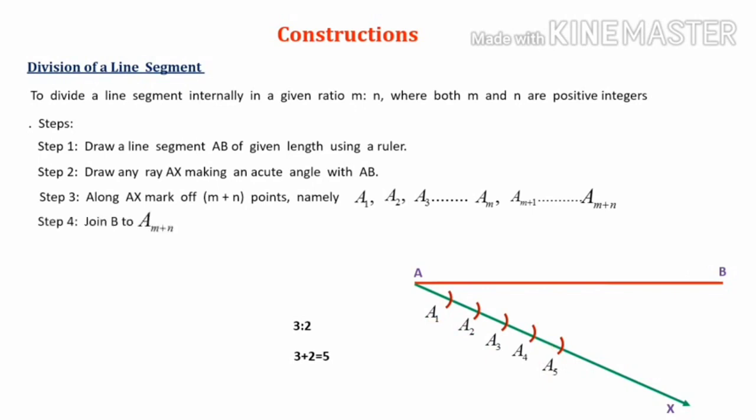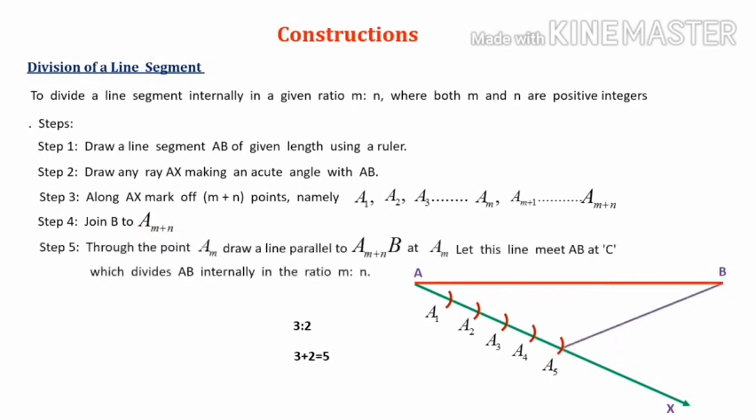Then join B to A(m plus n). The sense A(m plus n), we have got m plus n as 5. 3 plus 2 is 5. So we have to join B and A5, means the last division, A5. So here is A5 and we have to join this point and B. Let's join it. Through the point Am, draw a line parallel to A(m plus n)B, at Am. Let this line meet AB at C.